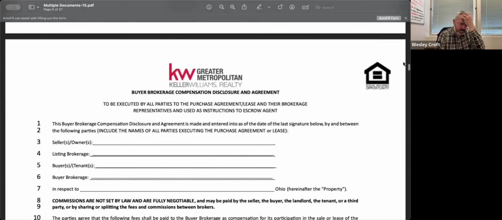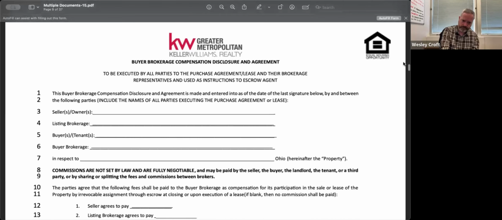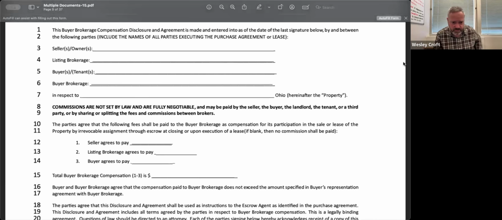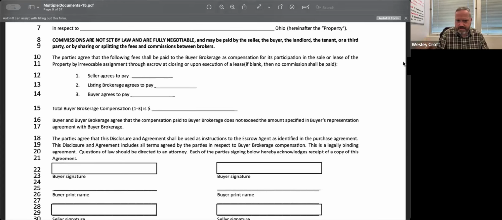And then there's one other document because everybody wants to get paid. So this is the buyer broker comp agreement. There's one really important thing that I need to mention on here. So all of this is pretty self-explanatory. So lines 3, 4, 5, and 6 are just saying who's the seller, who's the listing brokerage, who's the buyer, who's the buyer's broker. And then on line 7, here's where the address goes.